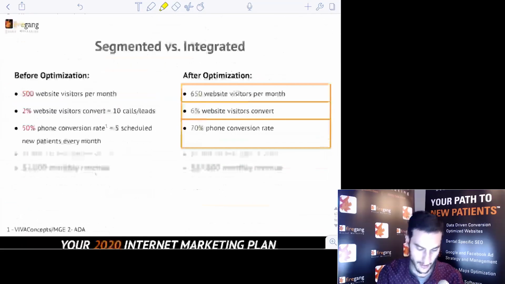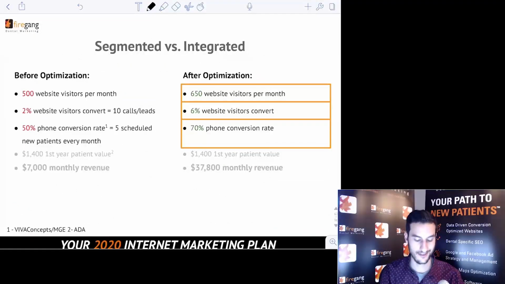Let's start adding in a couple more pieces to this. Let's say that instead of 500 website visitors per month, we increased that by getting more ads up and having a better SEO strategy, and now we're at 650 website visitors a month. Let's say we're able to implement all of what we learned today about the website, and we go from 2% website visitor conversion to 6%. Let's say we improve our staff quite a bit using these strategies, and we go from a 50% conversion rate to a 70% conversion rate.